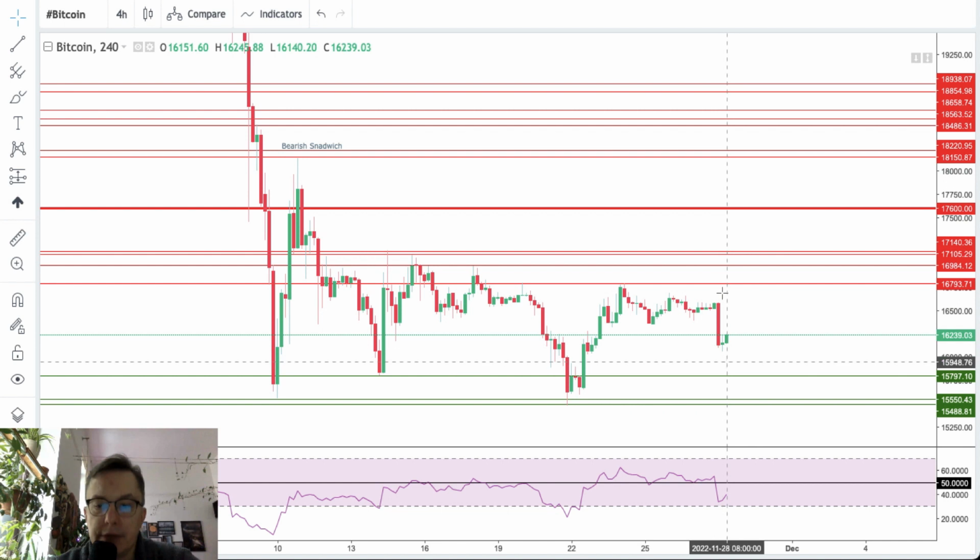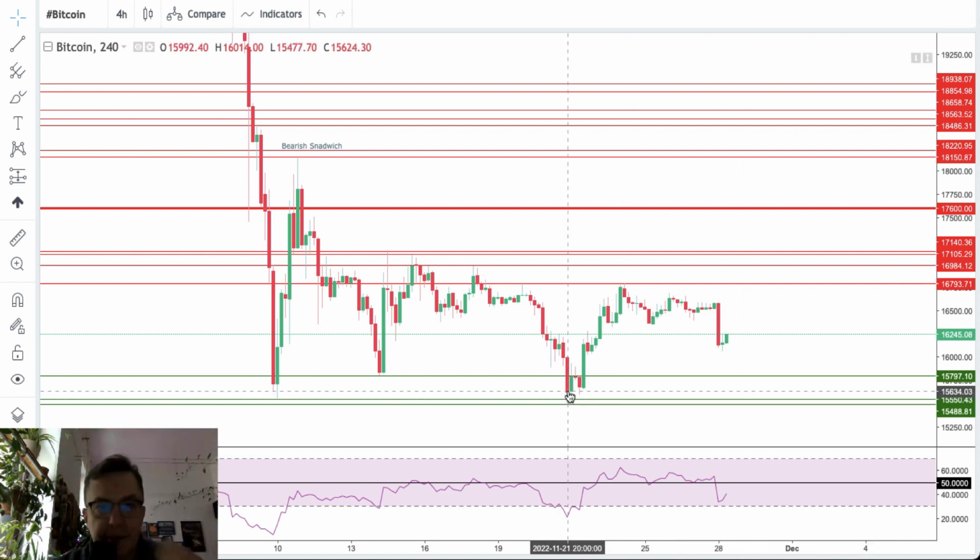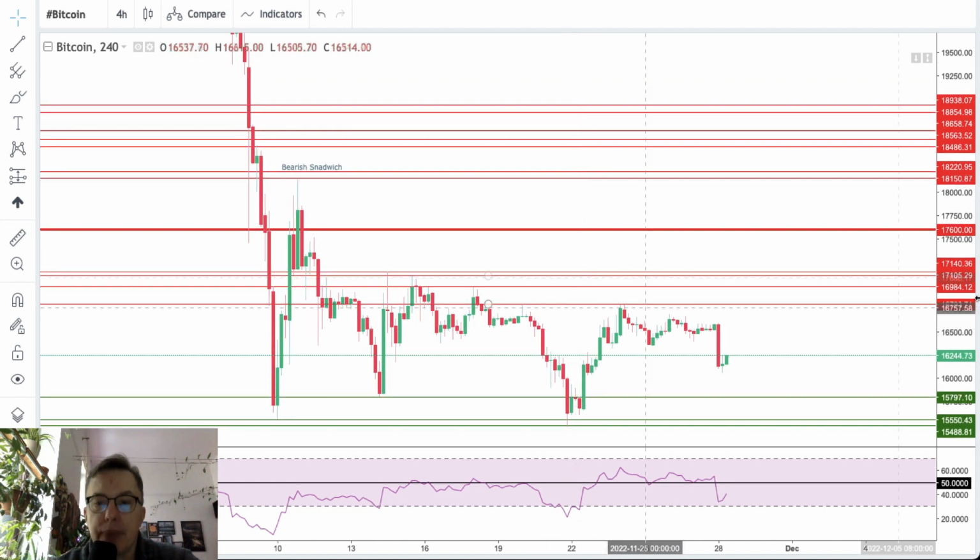Big move to the downside overnight. Right now the market is trading below the weekend's low at 16,357. The next target is of course 15,797, and then even the yearly low at 15,477. The outlook on Bitcoin remains bearish.